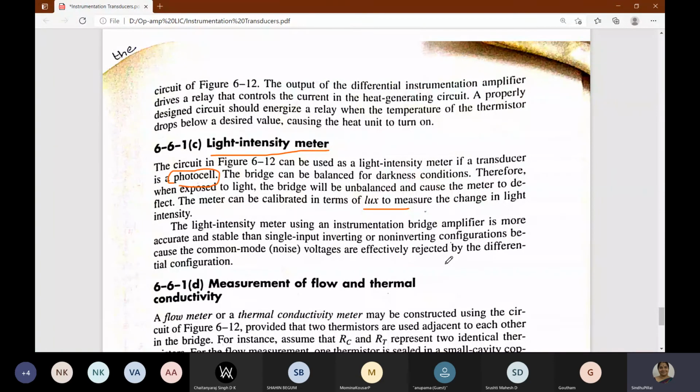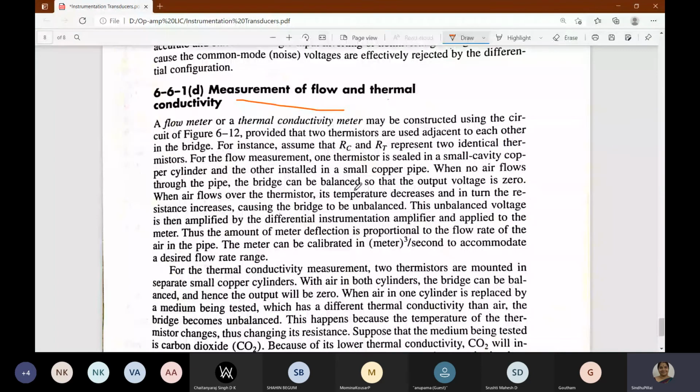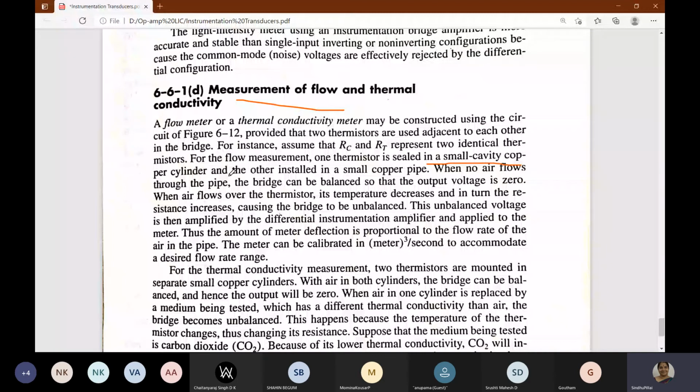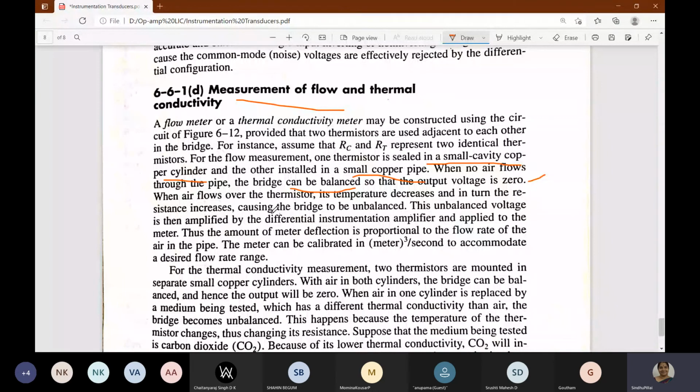For the flow measurement, what they'll do is, one thermistor is sealed in a small cavity copper cylinder and the other is installed in a small copper pipe. What is the balance condition they take? When no air flows through the pipe, the bridge is balanced, and so the output voltage is 0. When air flows over the thermistor, its temperature decreases and in turn the resistance increases because it is inversely proportional, causing the bridge to be unbalanced. If you measure this unbalanced voltage after it is amplified and applied to the meter, the amount of meter deflection is proportional to the flow rate of the air in the pipe.